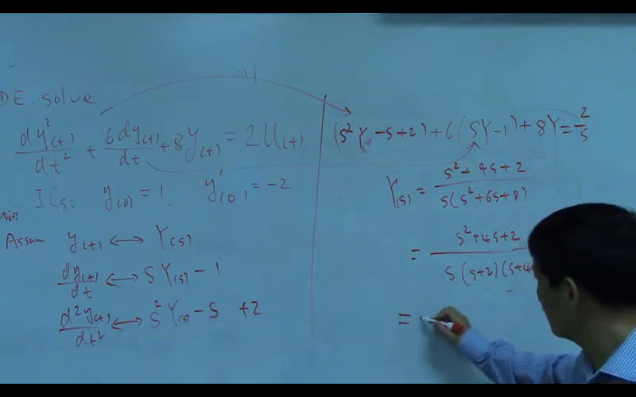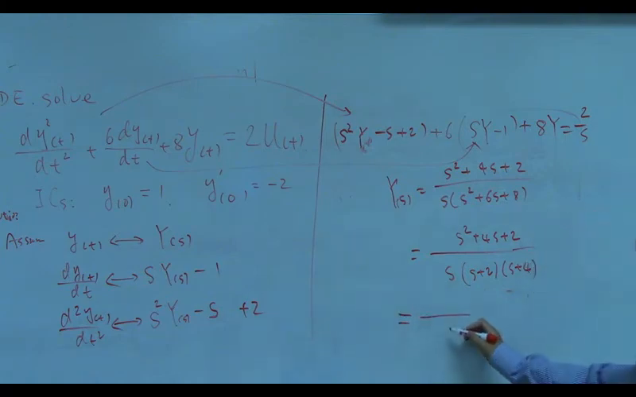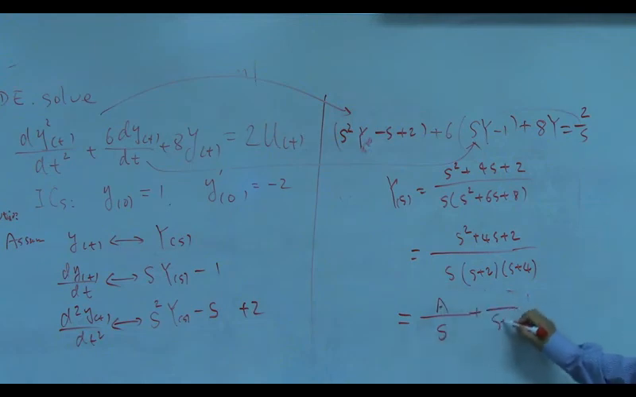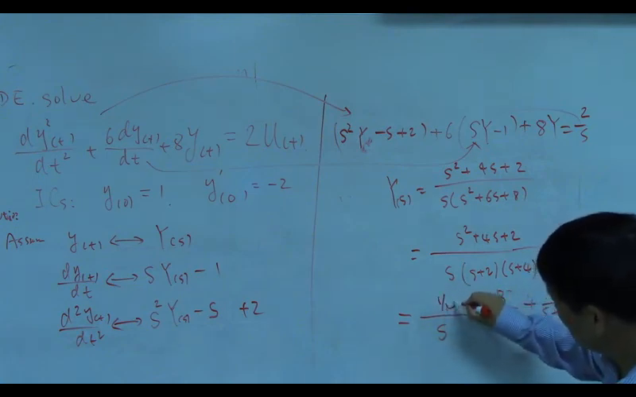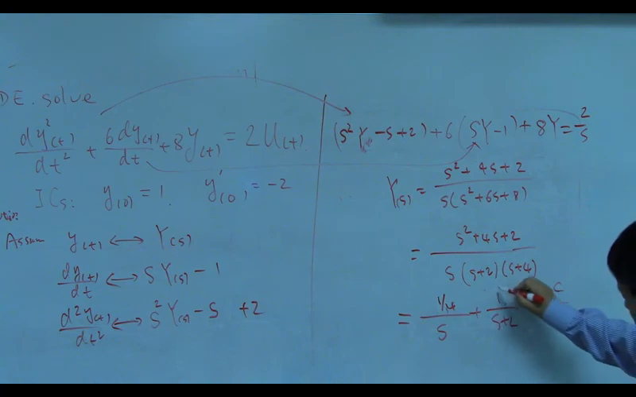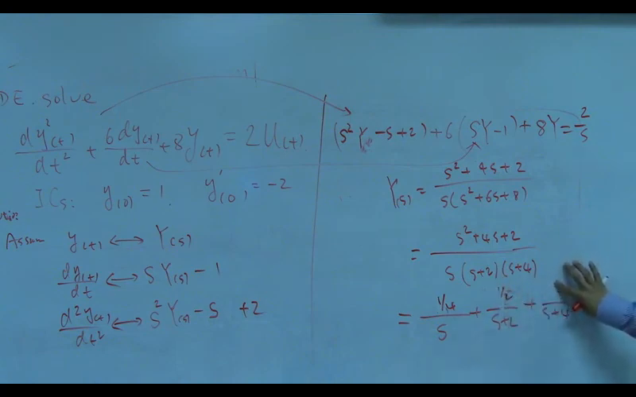So this one will equal A over s, plus B over (s + 2), plus C over (s + 4). So all the complicated part is gone, and this is very simple. Can you calculate A? Can you calculate B? Can you calculate C? Right? So A equals a quarter, and B equals a half, and C equals a quarter.